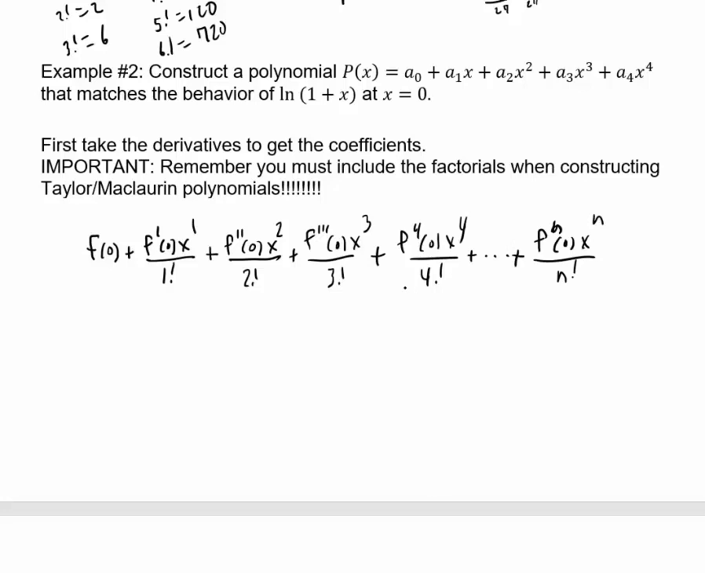And that's how you construct a Taylor polynomial, or a Maclaurin polynomial. Okay? And again, the only difference is this one's centered at 0. If I wanted to center it at 2 instead, it would be parentheses x minus 2 for all the x's here, and that's the only difference.